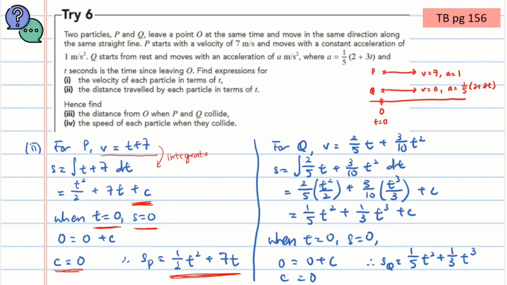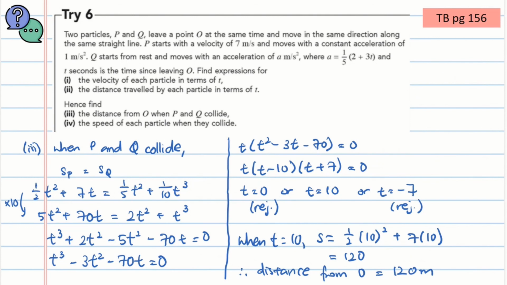We do the same thing for particle Q. So velocity was what we found in part 1. We integrate. Okay, not forgetting to find the value of C. We know that when t equals 0, s is equal to 0 as well, because both particles started at the reference point O. So C is equal to 0, and therefore the displacement of Q would follow this expression here. So now we have the velocity and the displacement expressions already. We will now move into part 3 and part 4.